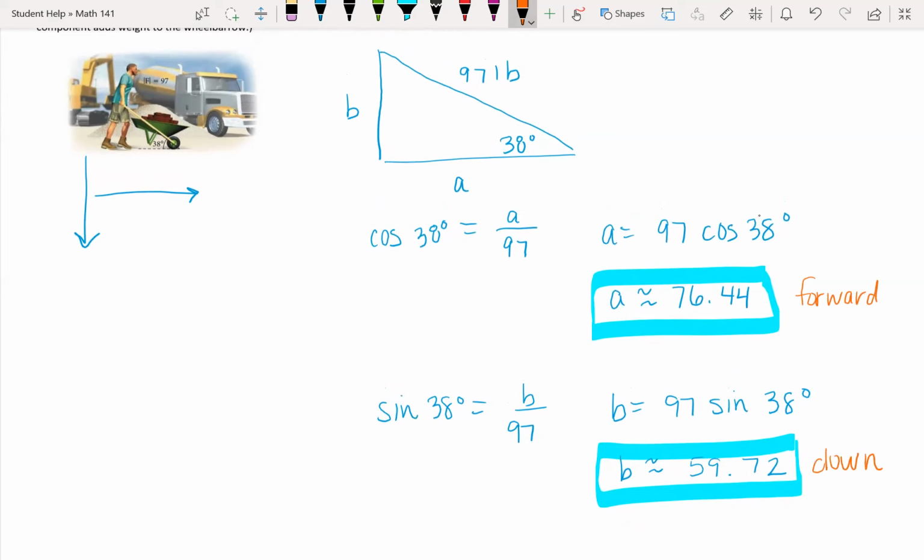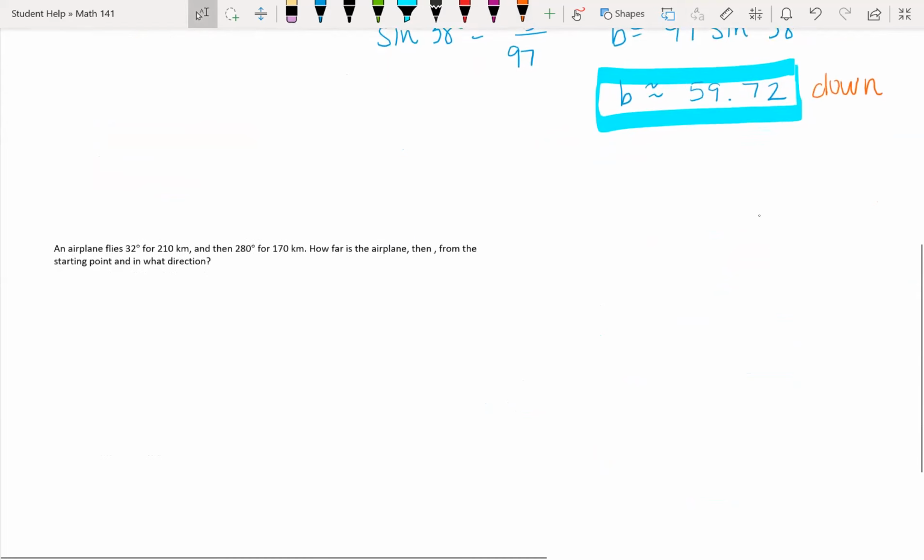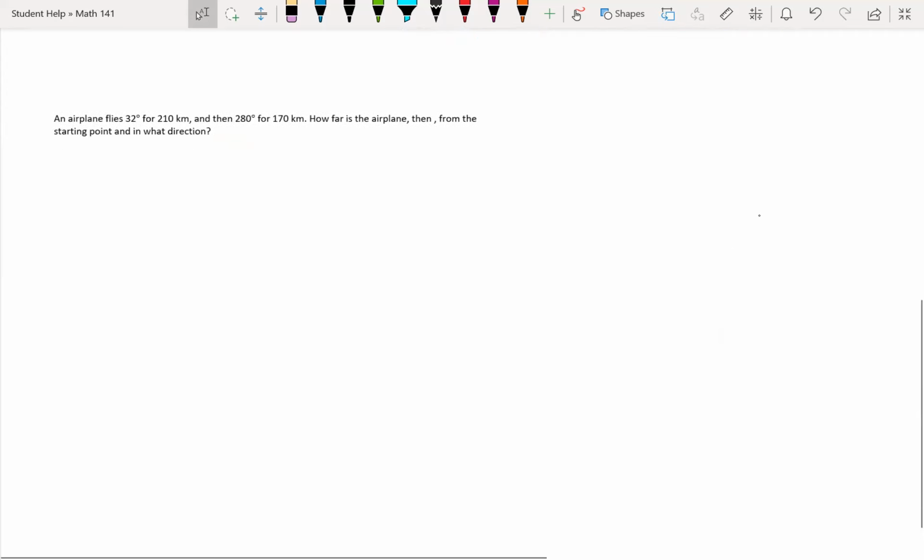All right, let's look at a second example of an application. We have an airplane that flies 32 degrees for 210 kilometers. This is a navigation problem. And then it flies 280 degrees for 170 kilometers. How far is the plane from the starting point and in what direction? So what we're going to do is start by drawing a picture to show the different components along the flight of the plane, so we can figure out how far it is from its initial starting point.